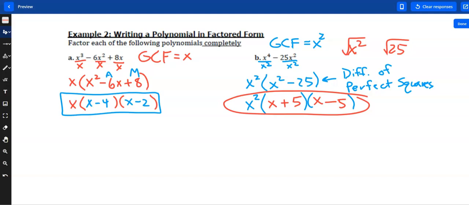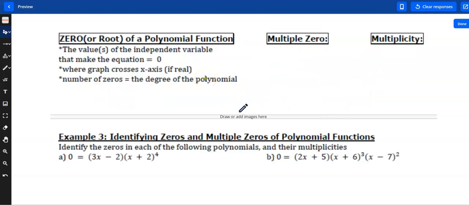All right, next screen. A zero, a root, or you can also think of it as an x-intercept, unless, of course, it's imaginary, because then it means it won't hit the x-axis. But yes, an x-intercept is the most common thing that we think of as a zero, but any solution would be what we call a zero or a root. And so truly, it means you're just solving for x. If it's real, it would be where it crosses the x-axis.